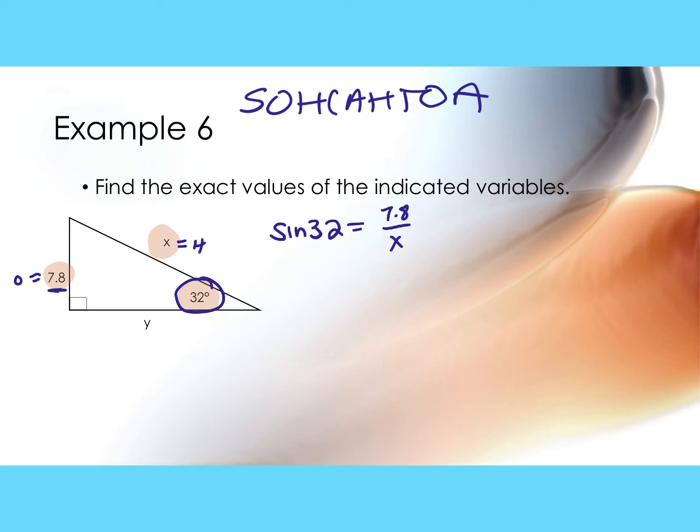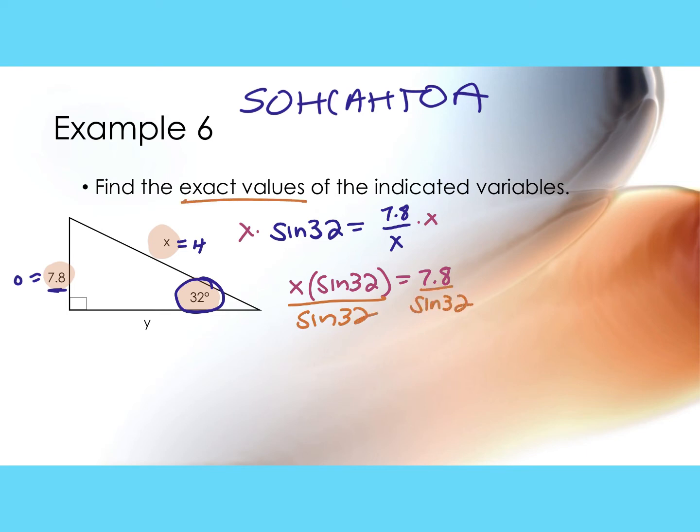So now, if I was to solve for x, I would multiply by x on both sides. I'd get x times the sine of 32 would equal 7.8. And then I'd want to isolate the x, so I divide both sides by the sine of 32. So when it says find the exact values, it means leave it in terms that would be exact, which is that. On your quiz, it's actually just going to say solve the right triangle. And that means find all the missing sides and all the missing angles.